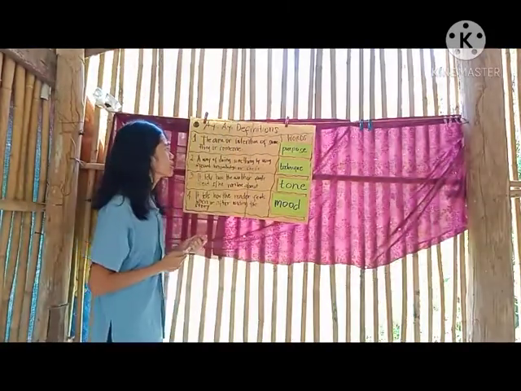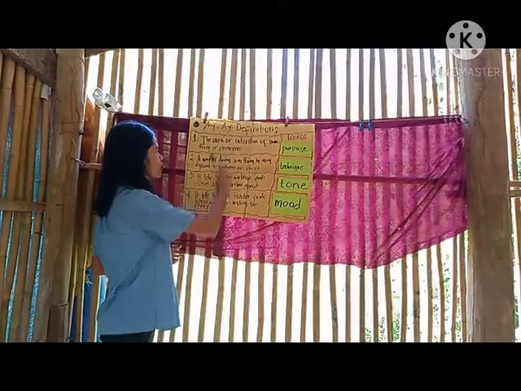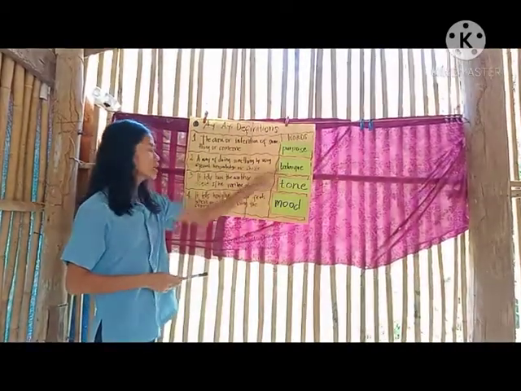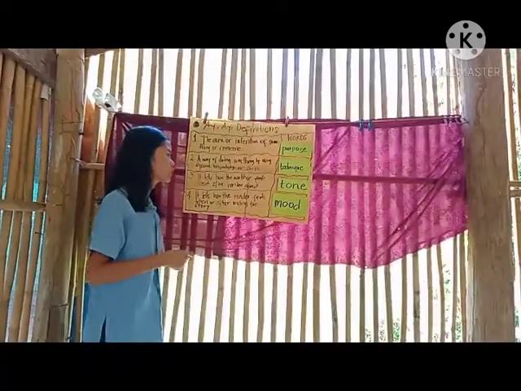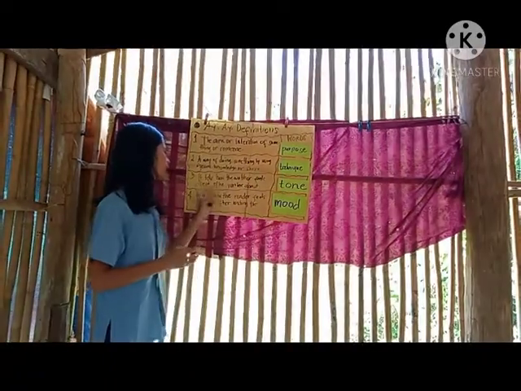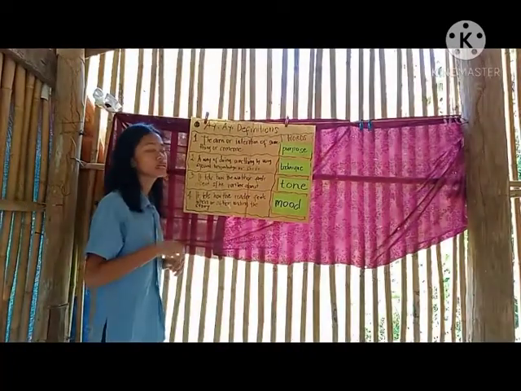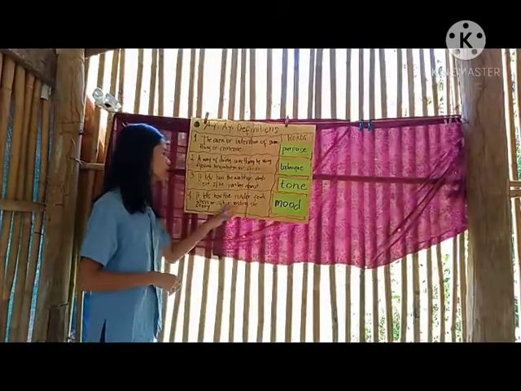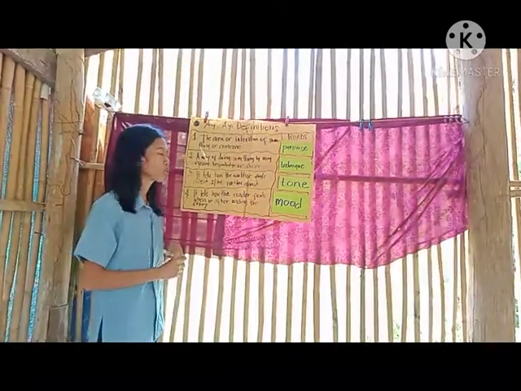Now, class, we found out that purpose is the aim or intention of something or someone. And then, technique is a way of doing something by using special knowledge or skills. While when we say tone, it tells how the author feels about what he or she writes about. And when we say mood, this is how the reader feels when or after reading the story.